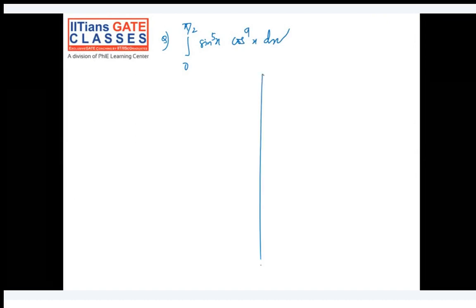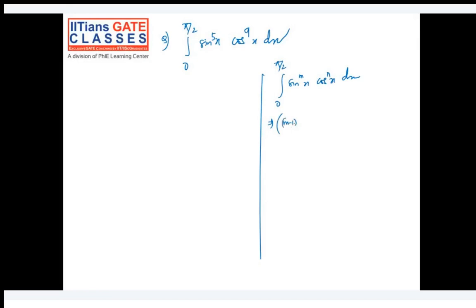Integration 0 to pi by 2 of sin raised to the power m x cos raised to the power n x dx is equal to (m minus 1)(m minus 3) and so on, times (n minus 1)(n minus 3) and so on, divided by (m plus n)(m plus n minus 2)(m plus n minus 4) and so on, till you get 1 or 2. All these terms will continue until you get 1 or 2.